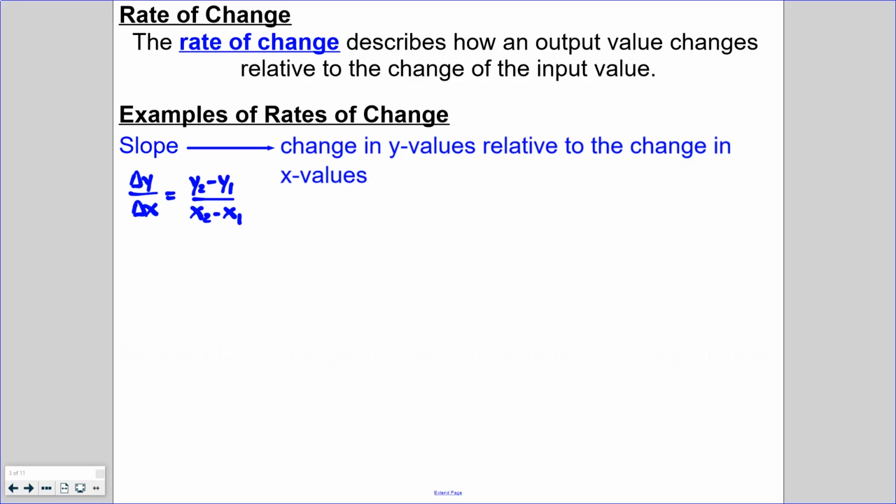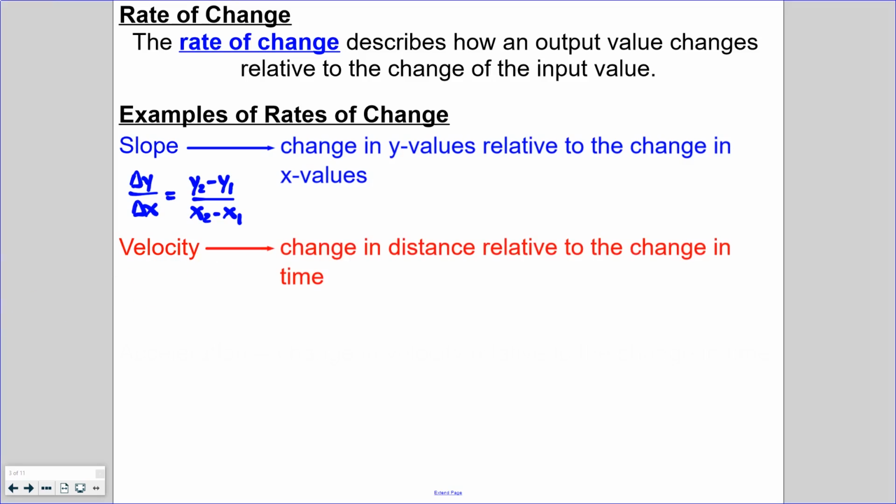Now, next up, we will look at a different example, one that goes with the real world, and that example is velocity. Velocity is also an example of rate of change, because velocity represents the change in distance relative to the change in time. So for example, when we are driving 55 miles an hour in our cars on the highway, the change in distance is 55 miles, the change in time is per hour.